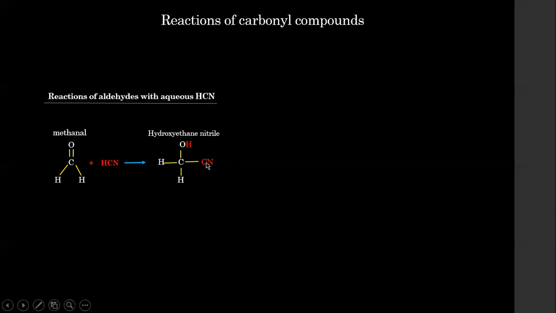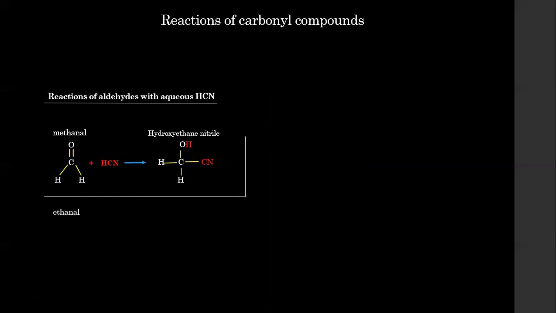This compound has in its chain 2 carbon atoms, including the cyanide carbon. So this is an ethane nitrile. In this ethane nitrile, we have a hydroxyl group. So the name is going to be hydroxyethane nitrile.